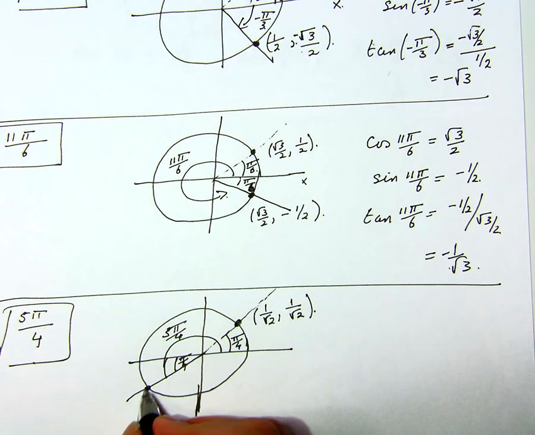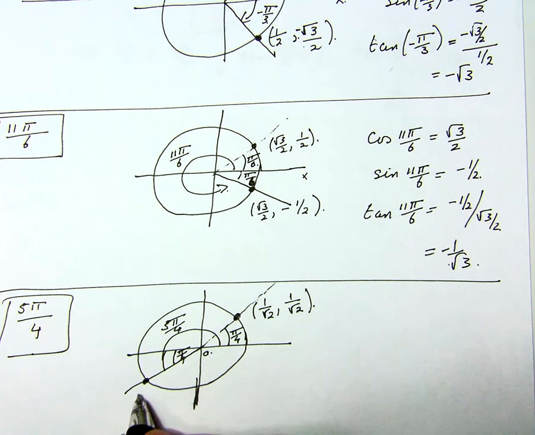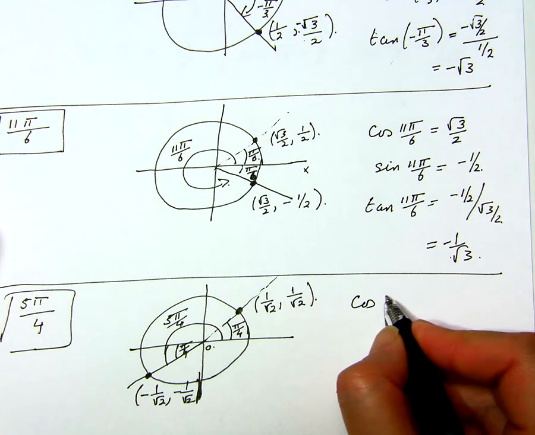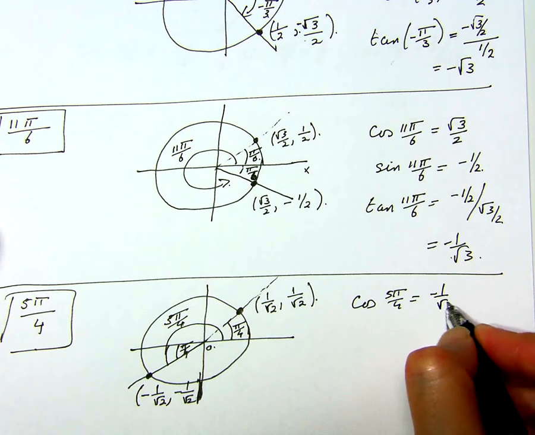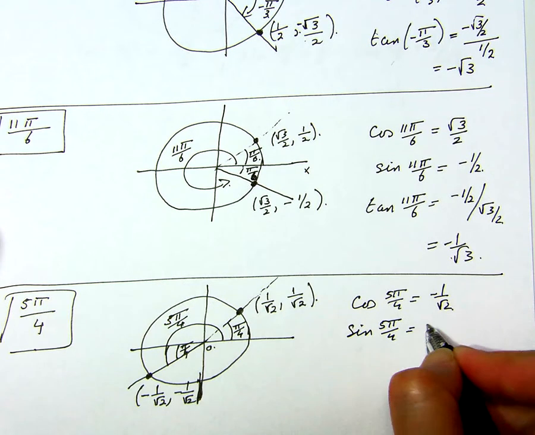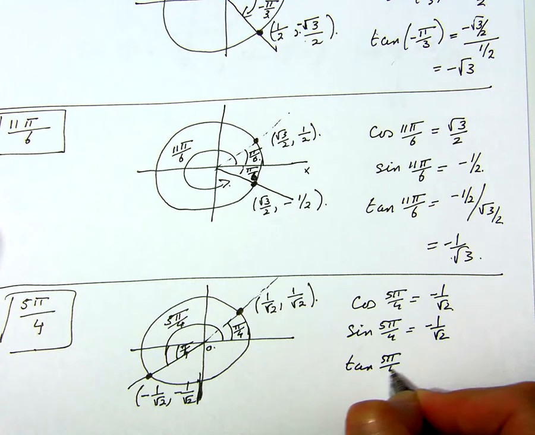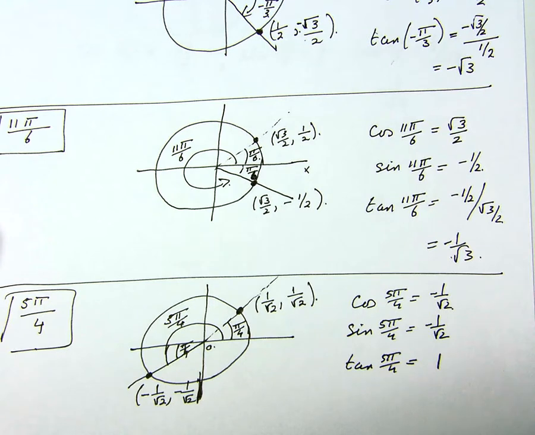And the point that I'm interested in is the reflection of this point in the origin, and that makes both of these coordinates negative when I reflect. And now I can read off cosine 5 pi over 4 is negative 1 over root 2. Sine 5 pi over 4 is negative 1 over root 2. And tangent 5 pi over 4 is negative 1 over root 2 over negative 1 over root 2, so that's 1.